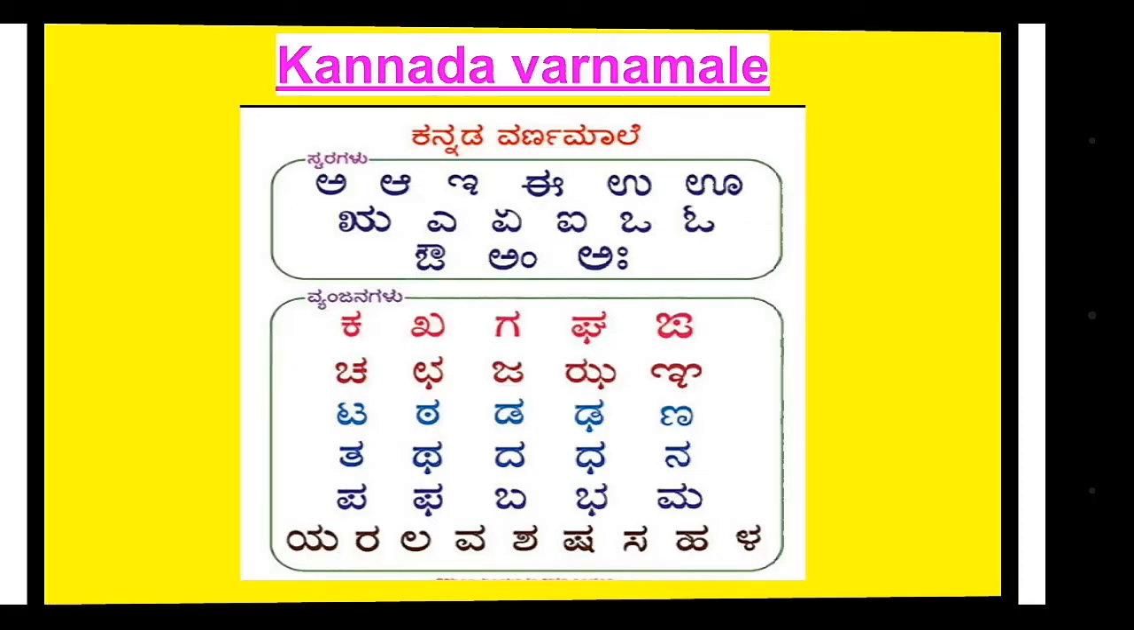Children, we all know that there are 26 letters in the English alphabet. Out of these, 5 letters A, E, I, O, U are said to be vowels and the remaining 21 letters are said to be consonants. Just like the English alphabet, the Kannada alphabet also has vowels and consonants. So children, look at this chart. This is the Kannada Varnamale chart which has 49 letters with vowels and consonants. Now let us see which are the vowels and consonants of Kannada Varnamale.